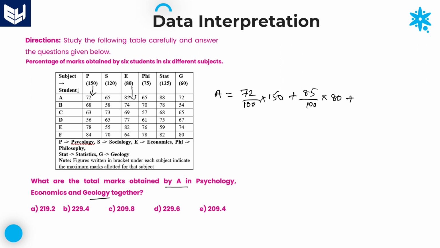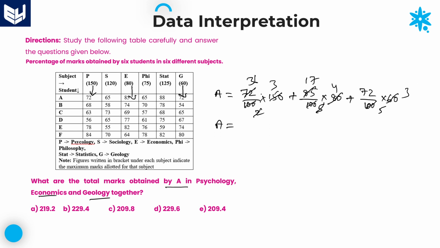And third subject, geology. Geology is 72 percentage of 60. This is the answer. Now we need to calculate all the values. A's total marks is equal to, if you observe carefully, here you can cancel with 50, twos are 2, 3 times, and next 24 times 25, and next 23 times 25, and then after that 2 ones are 2, 36, and next 5 ones are 5, 17s, and this value is not divisible.